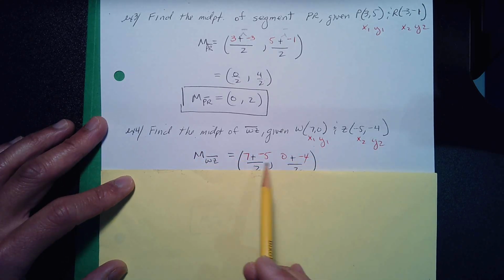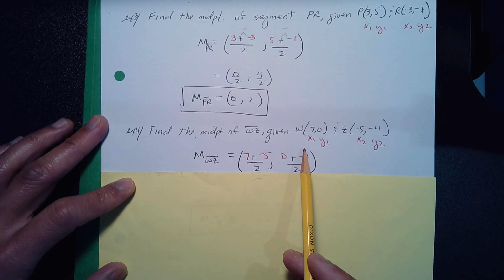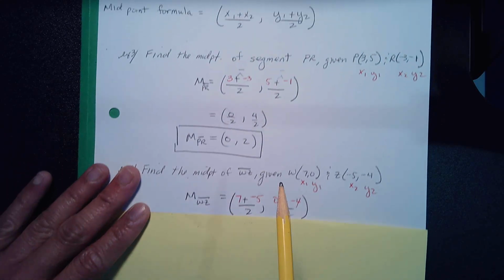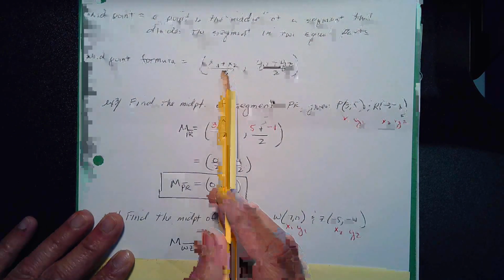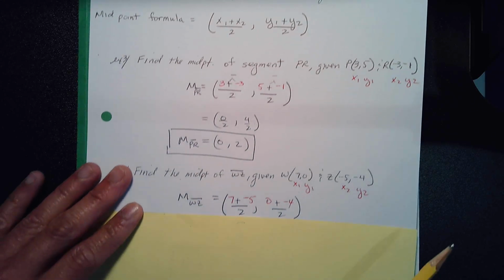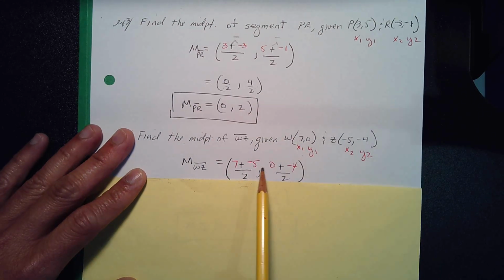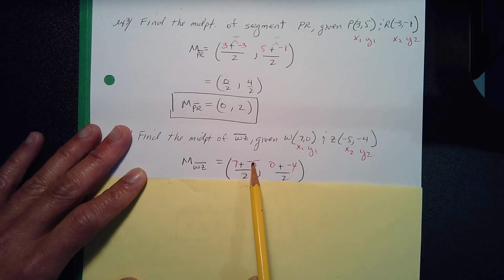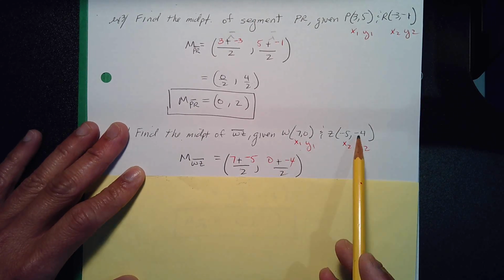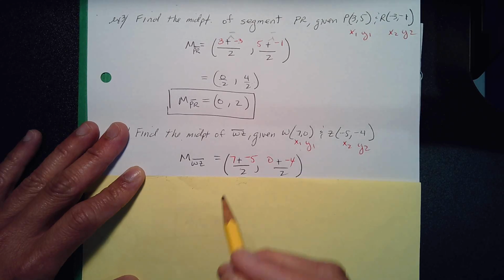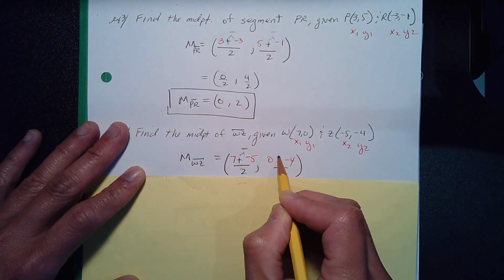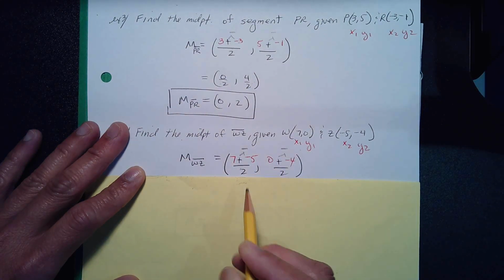So what we're going to do is substitute x1, x2, because the formula, remember, is x1 plus x2 over 2, comma, y1 plus y2 over 2. So x1 plus x2, 7 plus negative 5 over 2. 0 plus negative 4 over 2. Again, a positive times a negative is a negative.